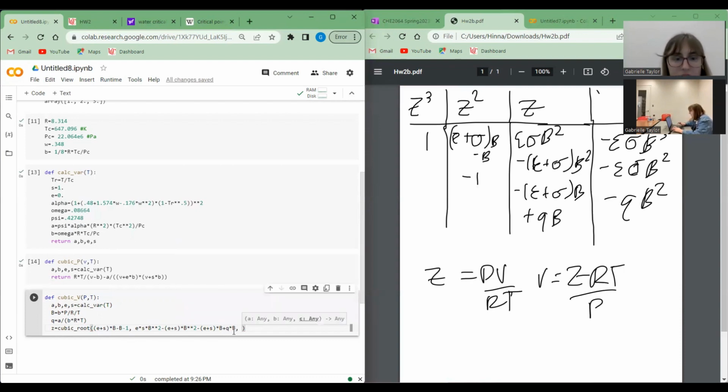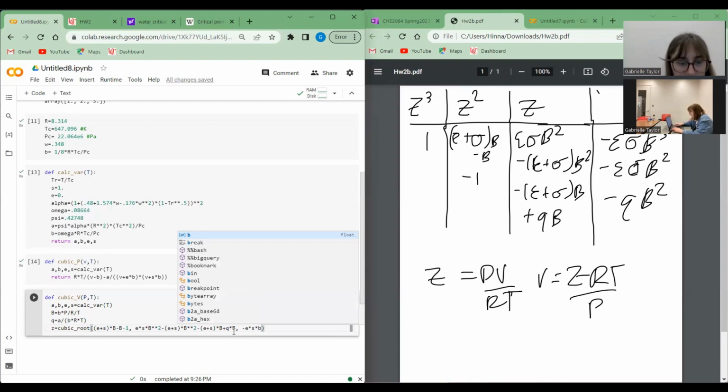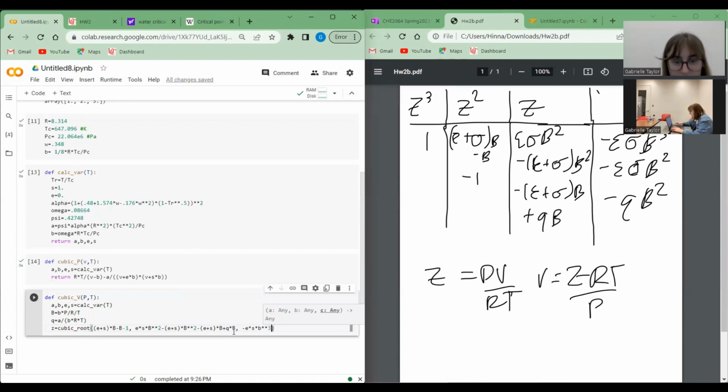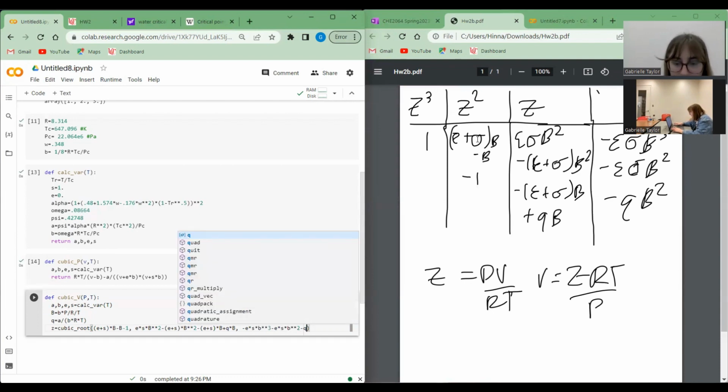Okay, so now we got rid of the Z, so now we have to compute our next ones. So it's going to be times epsilon times sigma times beta cubed, and then we're going to do minus epsilon times sigma times beta squared minus Q times beta squared. And let me fix the beta on this one.